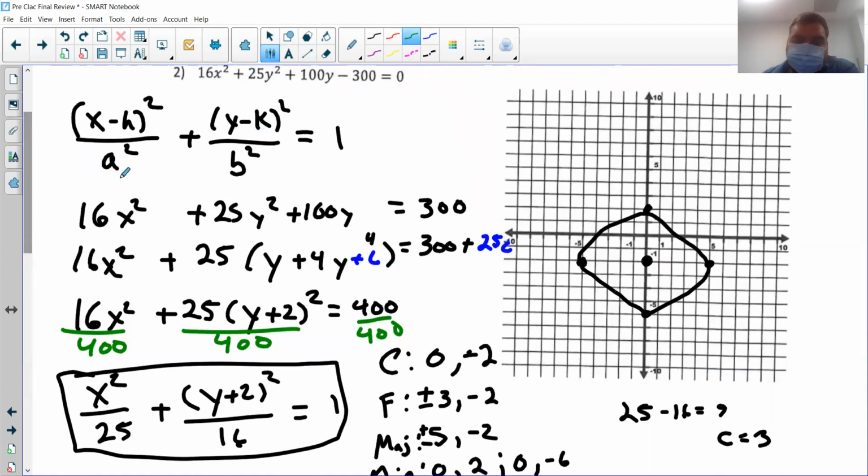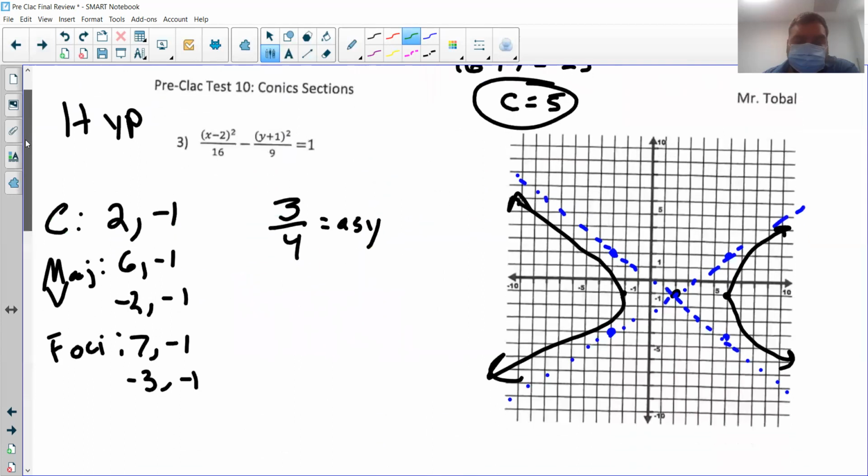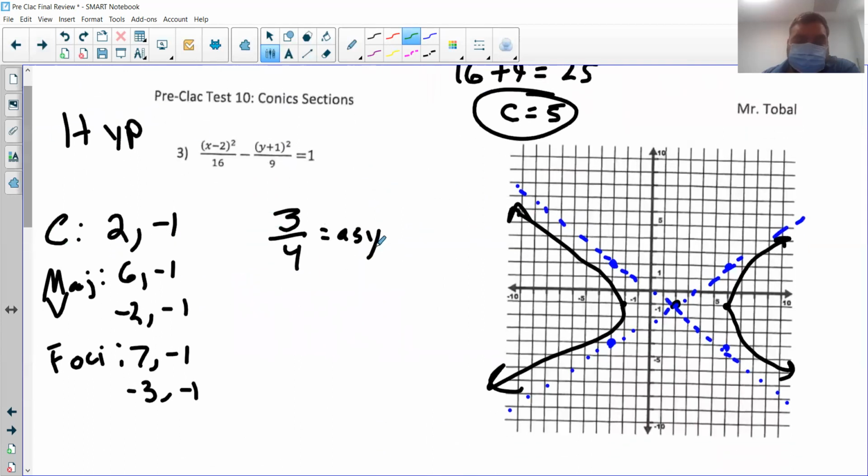I remember that happened on the test, so make sure you test something unique. This, you have to make sure you complete the squares, simplify everything, make it equal 1 at the end over here. The asymptote, remember, it's the y value over the x value in the square root, so 3/4. That gives you the slope.